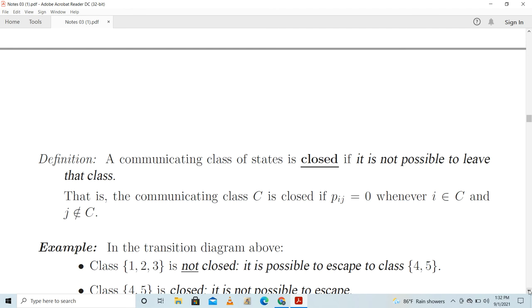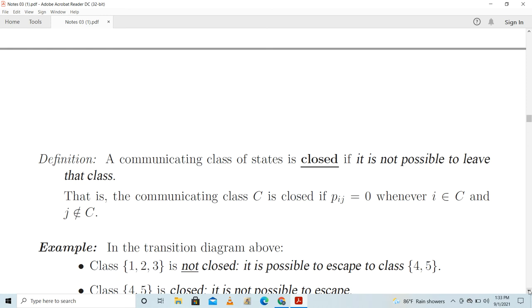Now, when it comes to this class structure of stochastic processes, the first thing you have to learn is, what are communicating states? That is, if two states are accessible from each other, we call them communicating states. Then, what are communicating classes? A communicating class is a collection of communicating states. In a communicating class, all the states should be accessible from each other. So, we call them communicating classes.